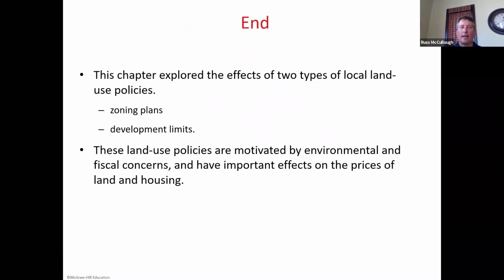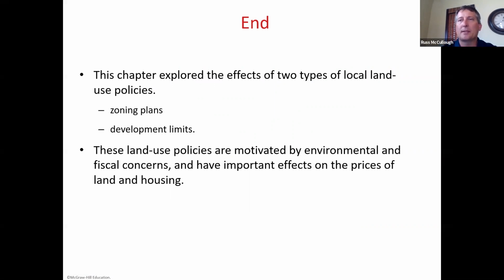All right, so that wraps up this chapter. We had zoning plans and development limits, permits, different laws of the localities. So that wraps up our chapter 16. Give that chapter a read, and we'll get into some problems to reflect that as well.